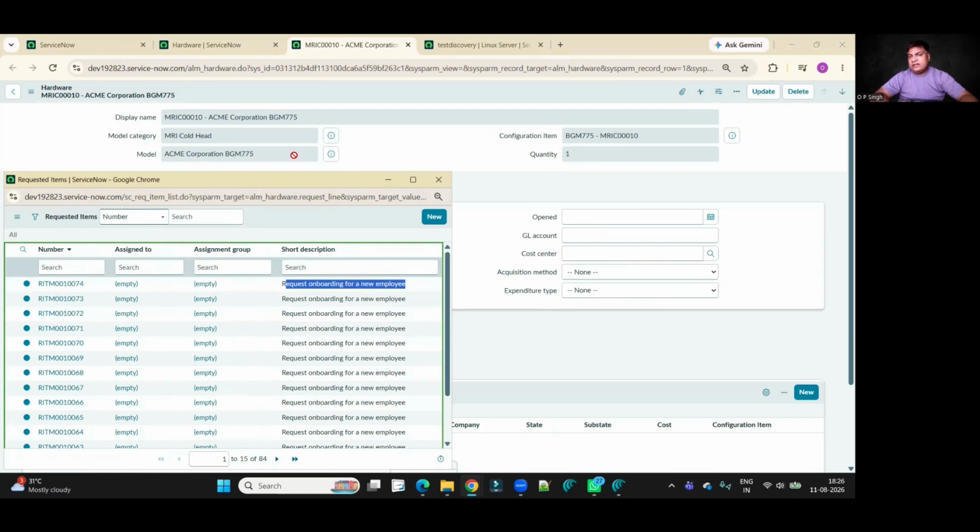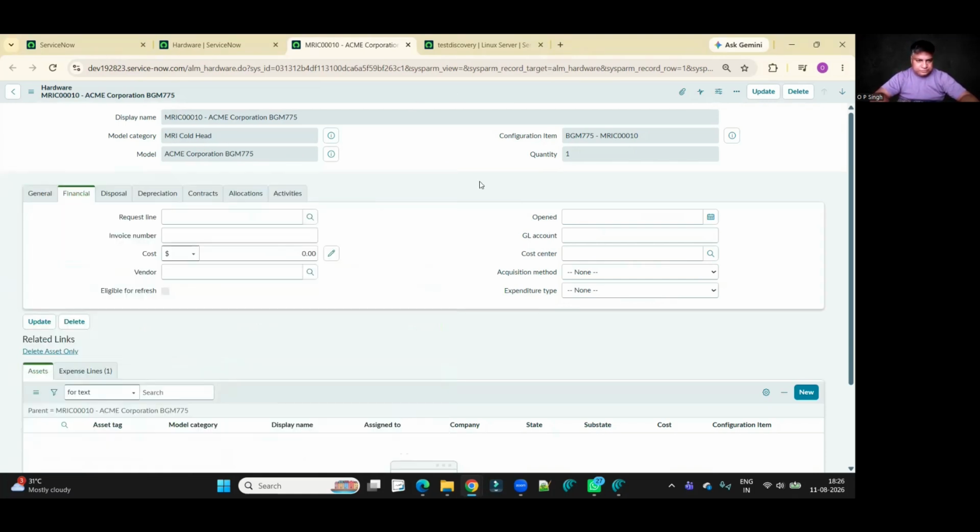We want this because this is needed by a new employee. Okay. Then invoice number, very basic, vendor, cost. Right now it's 0 because this is demo, but in a real instance, the information will be very much correct. Number of quantity, okay? All these things you can see here.